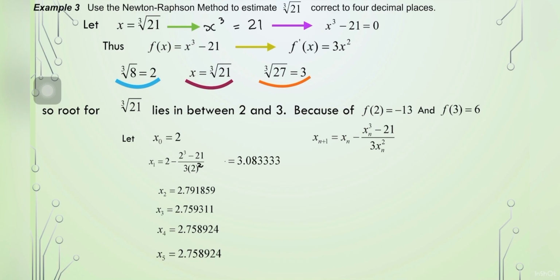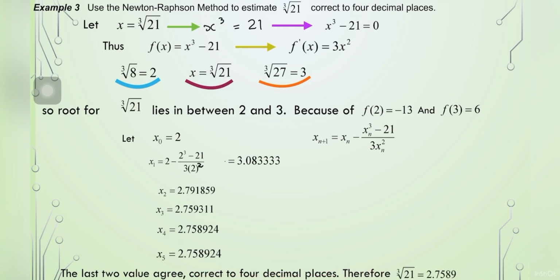By the time we come to this x5, you can see that we have the same value already for x4 and x5, correct to 4 decimal places. After that, the last two values agree, correct to 4 decimal places. So therefore, the cube root of 21 is 2.7589.